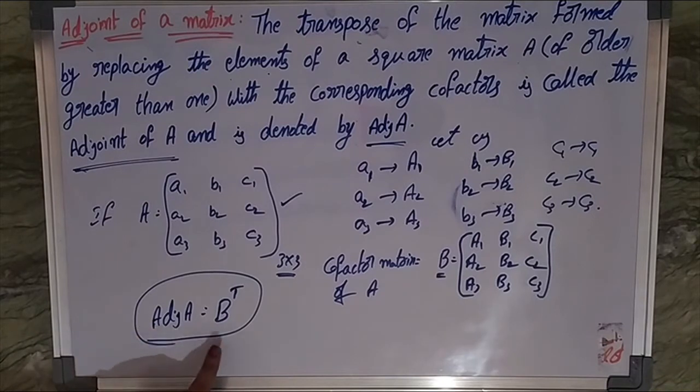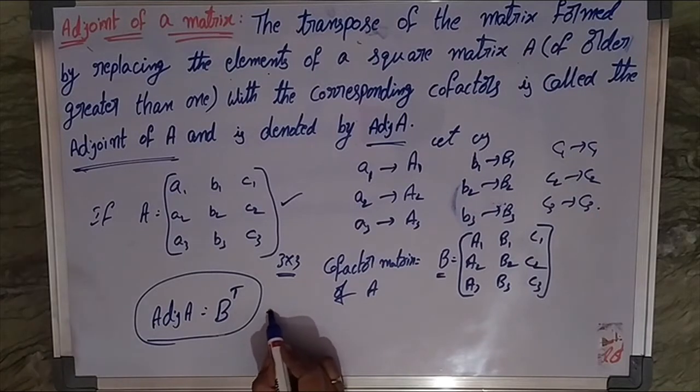Adjoint of A is equal to the cofactor matrix transpose. The transpose of the cofactor matrix of A is called the adjoint of A. This is the definition of the adjoint of A.